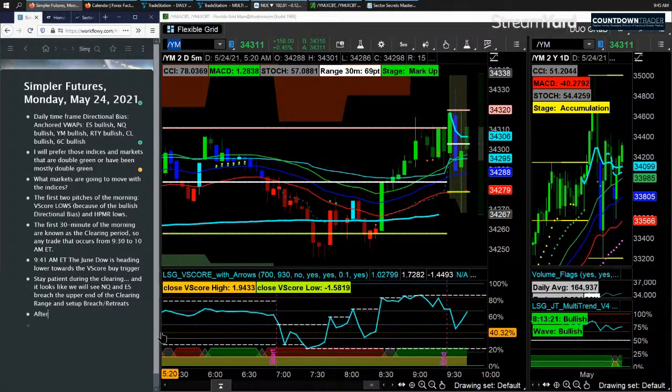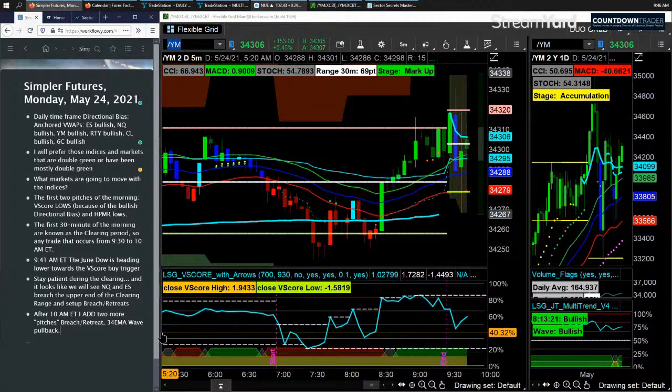So after 10 a.m., I add, not remove. It doesn't supplant them. It's an addition. So it supplements the HPMR and V-score. I add two more pitches, and that is the breach retreat and the 34 EMA wave pullback. At this point in the morning, I'll have the V-score and HPMR, which is valid from 9:30. After 10 a.m., I could look for breach retreats and 34 EMA wave pullbacks. Again, there are certain criteria that have to be met, but I can add two more setups to the approach after 10.